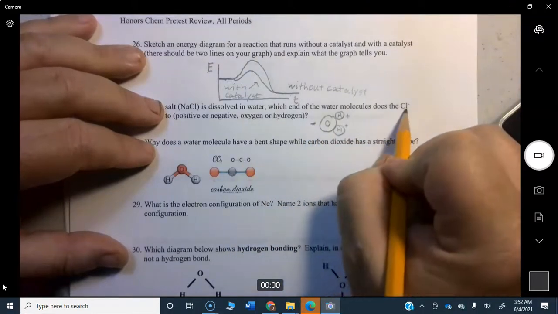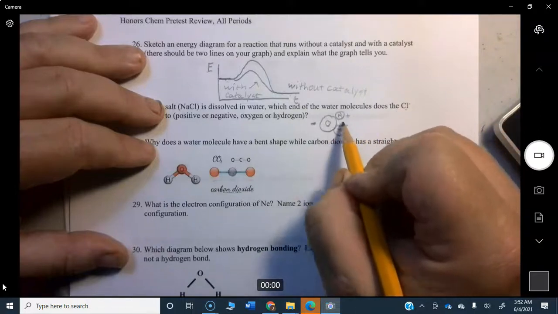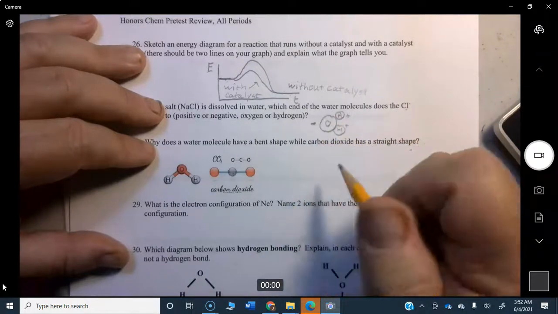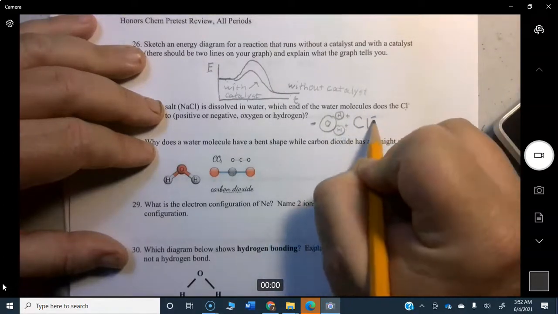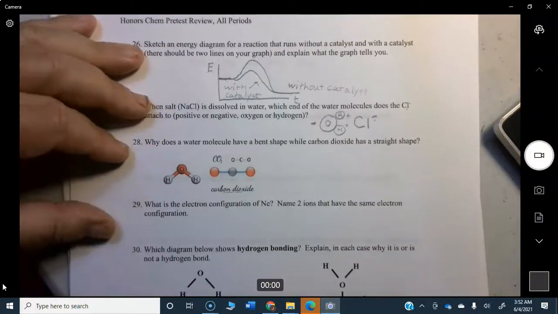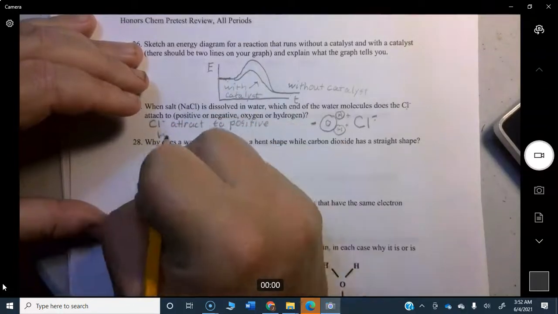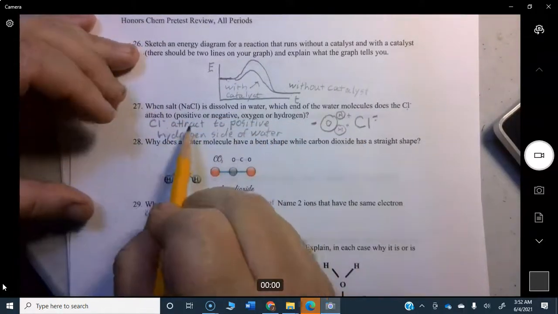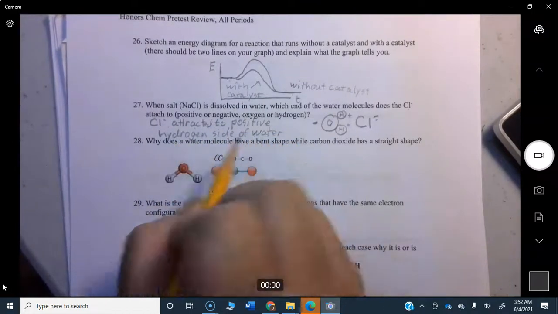Okay, so since chloride is minus, it's going to be attracted to the hydrogen side, to the positive side of the water molecule. So the Cl will be right there. This minus is attracted to these pluses there, okay? So chloride ion is attracted to the positive hydrogen side of water.